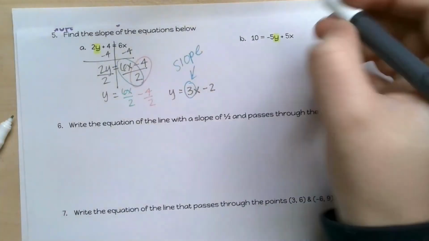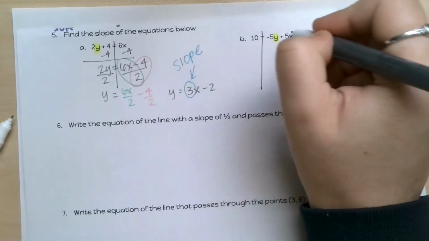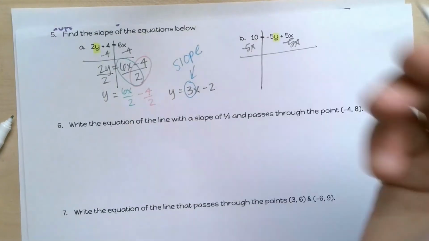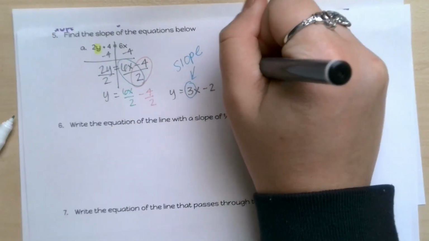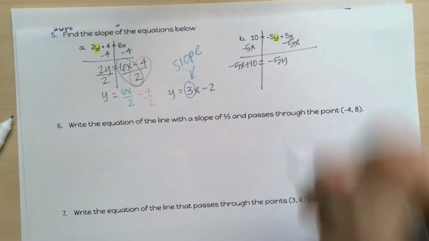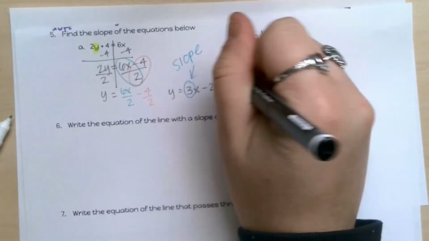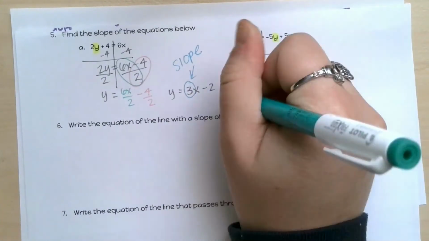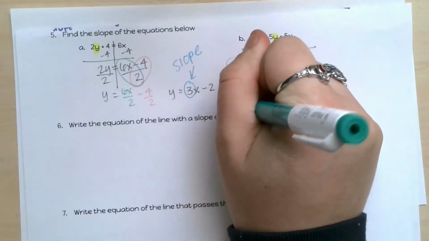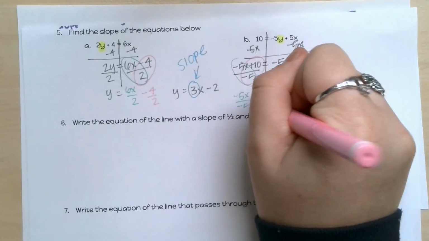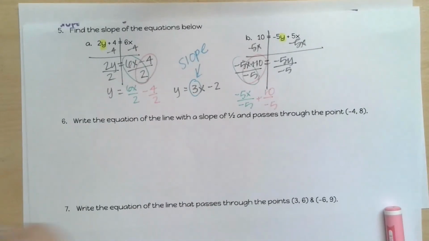Similar idea right here. This 5x is in the way. I'm going to go ahead and subtract 5x from both sides. When we do that, we have negative 5x plus 10 equals negative 5y. Divide both sides by that negative 5. Split up our fraction. Negative 5x divided by negative 5 plus 10 divided by negative 5 equals y.